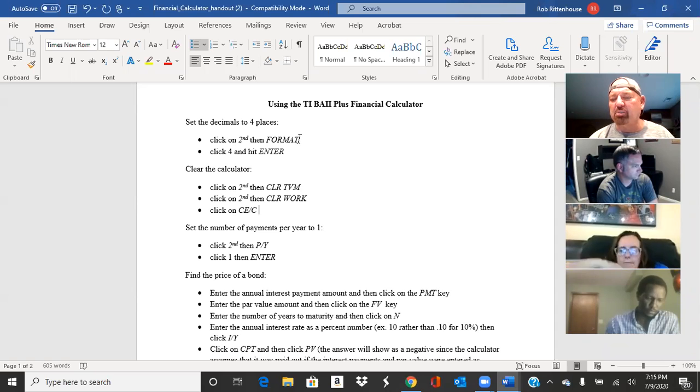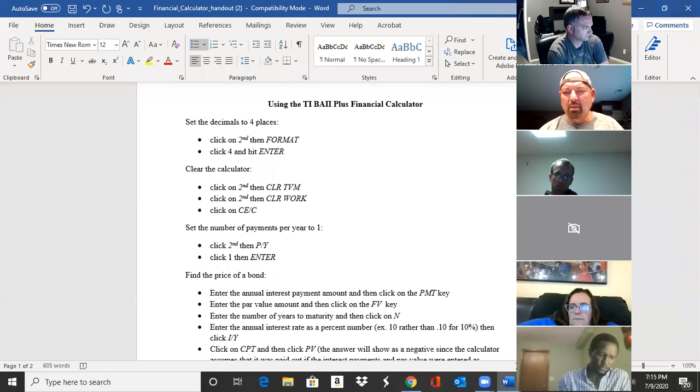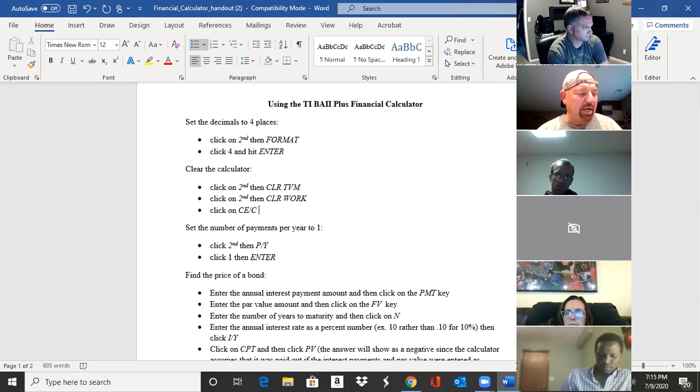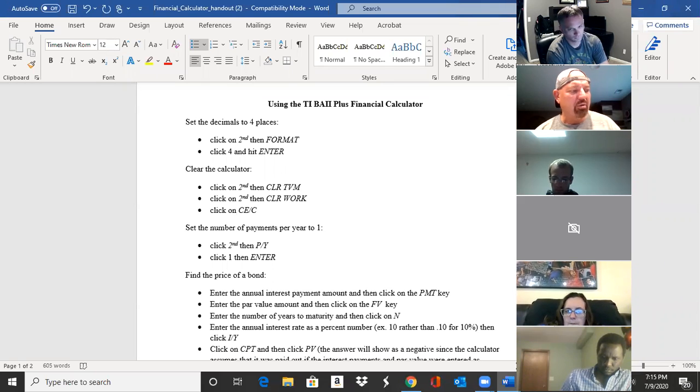It should be showing 4 decimals in there. Still at 2. Okay, you hit second. And format is the decimal key at the very bottom row. Yep. Second. Format. Okay, yep. And now yours is saying decimal equals 2. So now turn around, hit 4, and now hit enter, which is like up here. It's not the equal sign.